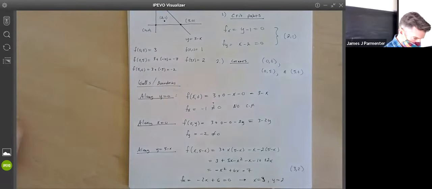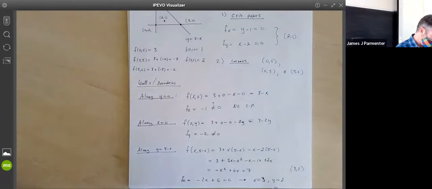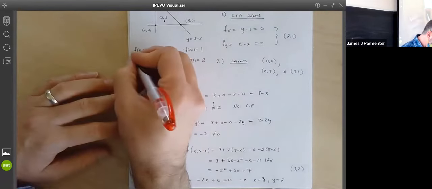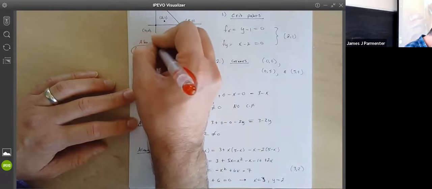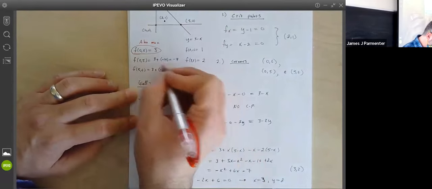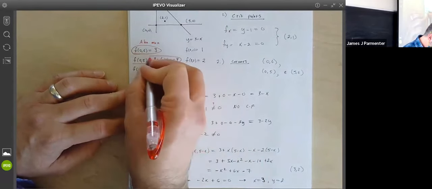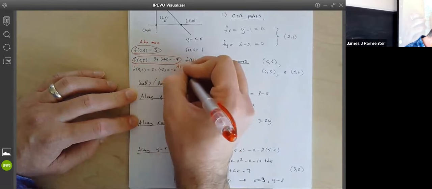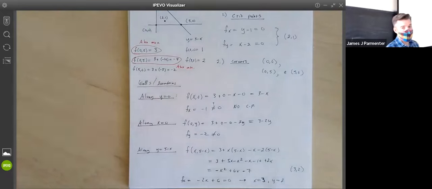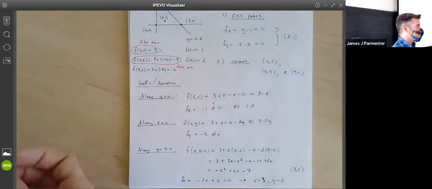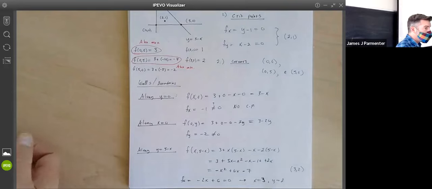Okay, so which one's the biggest? It looks like 3 is the biggest. So here's our absolute maximum. And which one's the smallest? It looks like negative 7. There's our absolute minimum. So we can say this function has an absolute maximum at the point 0, 0 with a value of 3. We say it has an absolute minimum at the point 0, 5 with a value of negative 7.